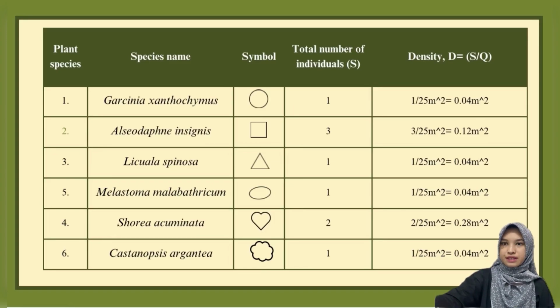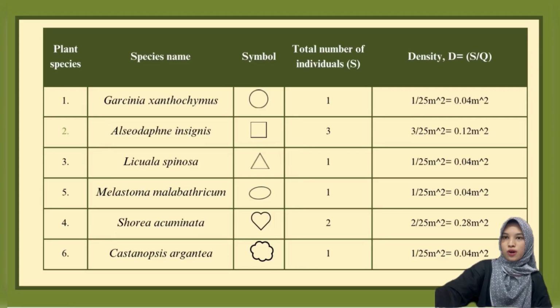The first species that we have found is Garcinia xanthochymus, or locally known as Pokok Kandis. We only saw one of this species in our quadrat 2. The density of this species is 0.04 meters squared. Next, Alcyodaphne insignis, or commonly known as Madam. For this species, there are 3 of them in our area. The density of this species is 0.12 meters squared.